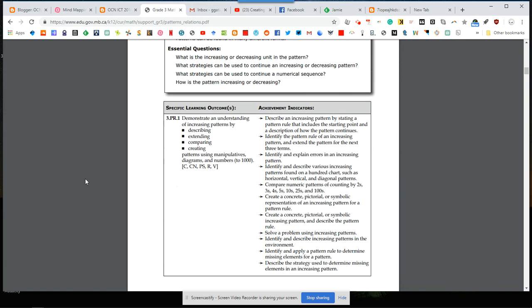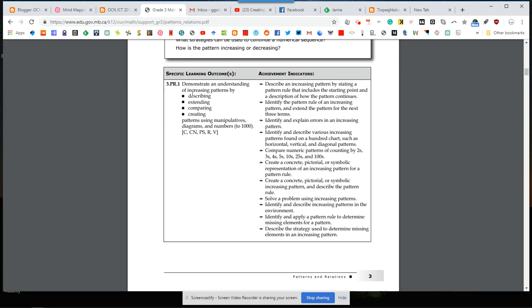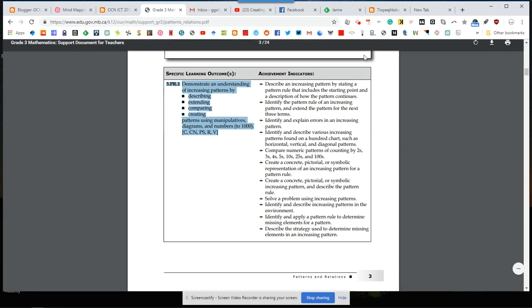Then when we get down to the specific learning objective, the first one was to demonstrate an understanding of increasing patterns by describing, extending, comparing, creating all these different things using manipulatives, diagrams, and numbers to 1,000. So you can say that that's your specific learning objective. You're going to plan a lesson based on that, depending on which ICT tool you tend to use. So you can just grab that specific learning objective. All this information will be useful to you as you go along, though.